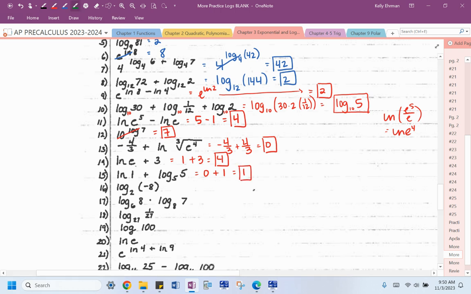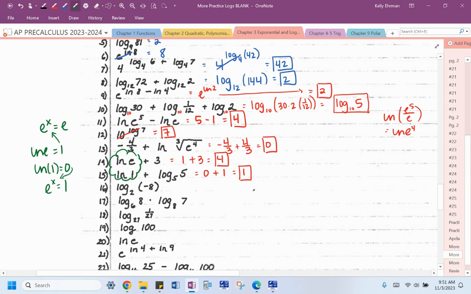These two, natural log of e and natural log of 1, if you're having trouble with those, it's worth just studying them. Natural log of e equals 1. Natural log of 1 equals 0. The why on those is because you're saying e to what power equals e, and e to what power equals 1. So the answer for this one is 1. The answer for this one is 0.